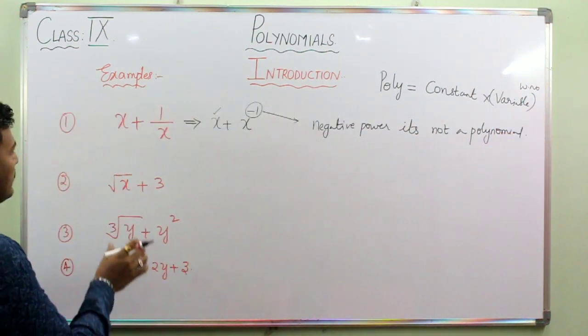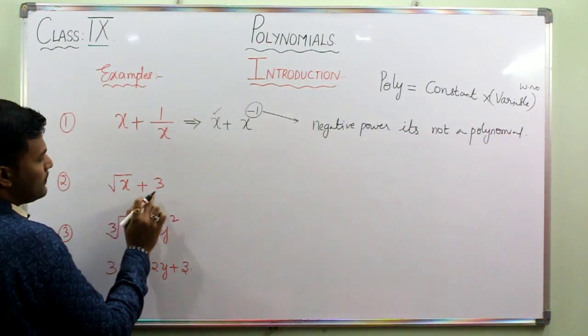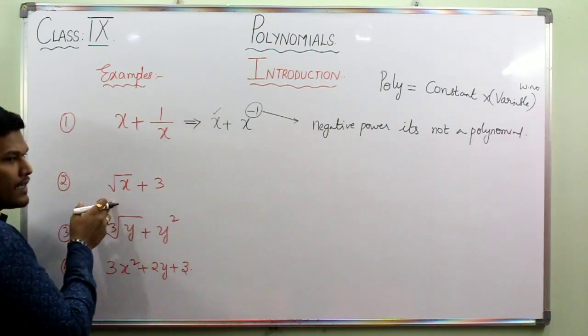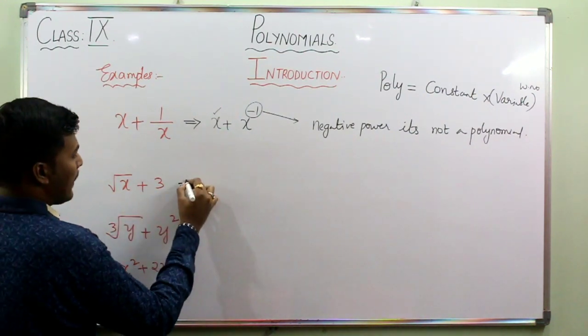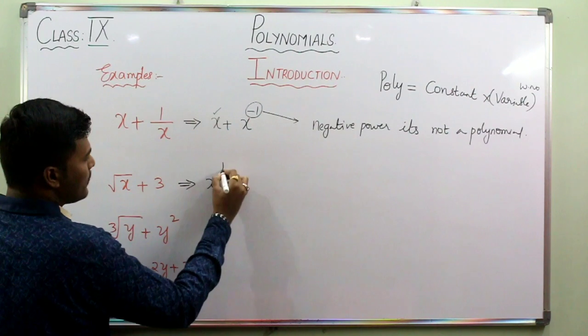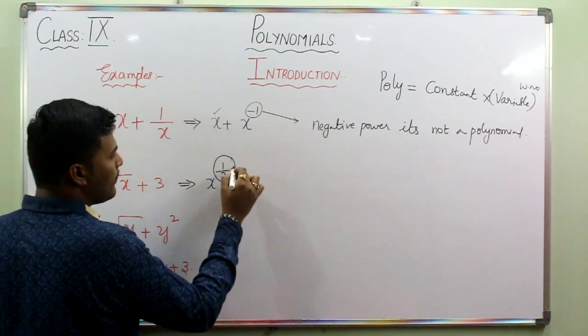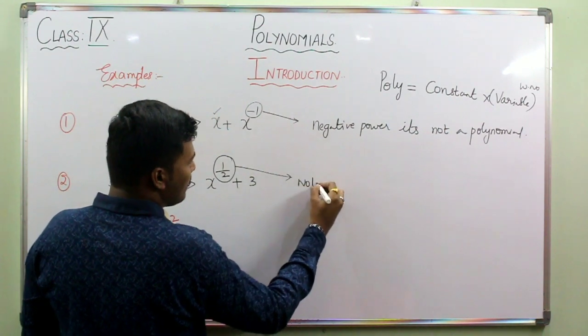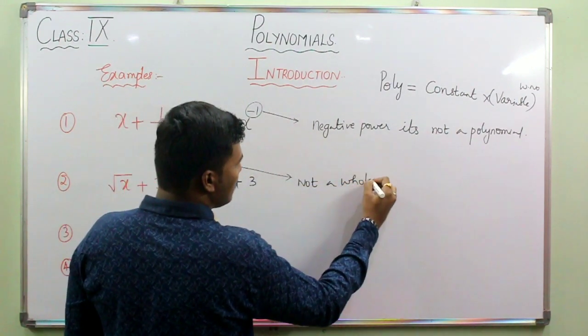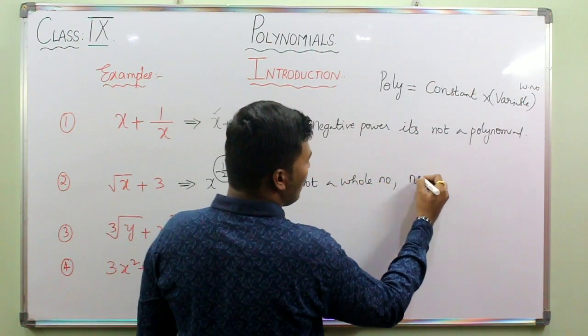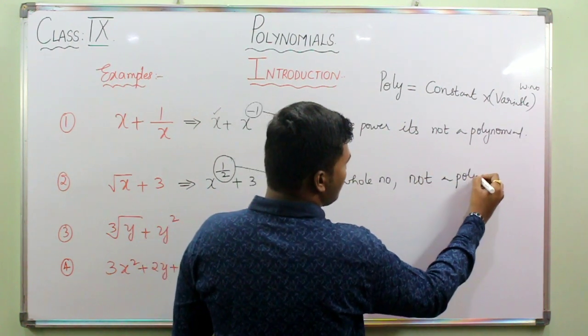Now the second one, root x plus 3. Root x plus 3 is an algebraic expression, but I can write root x as x to the power of 1 by 2, plus 3. Here 1 by 2 is not a whole number, so therefore it is not a polynomial.